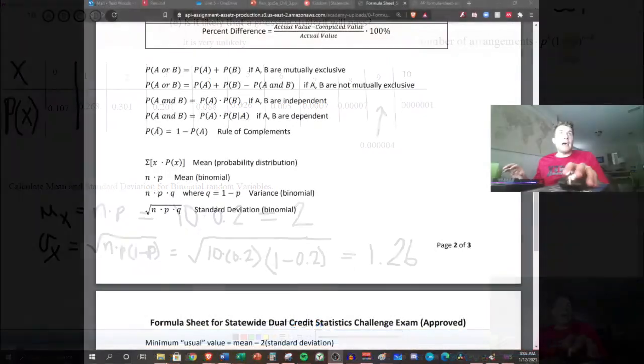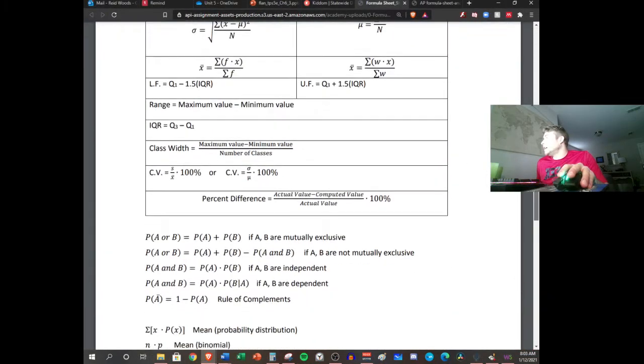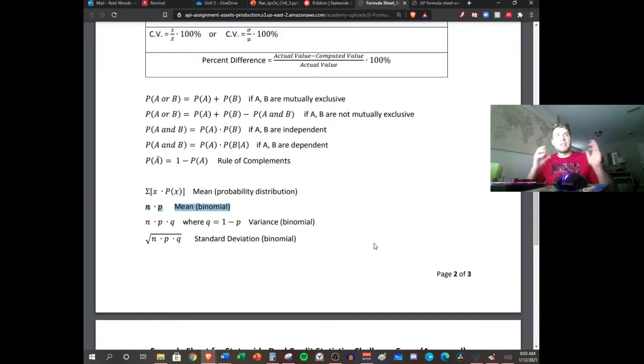So let's look at the dual credit sheet. For my dual credit students, on this probability sheet, you will see the mean right here. You have that available. This isn't a formula you have to memorize. It's right there for you. And then you have your standard deviation.